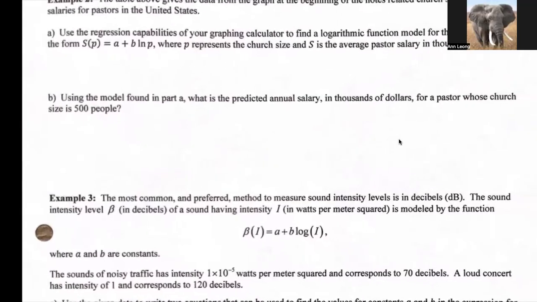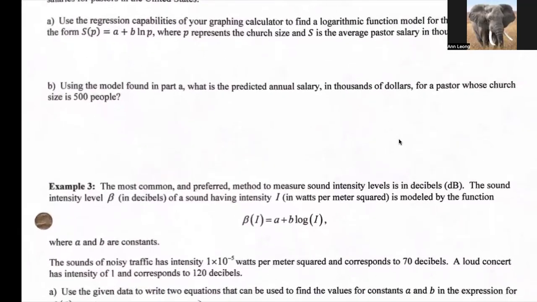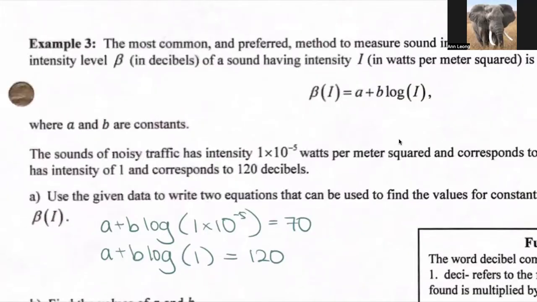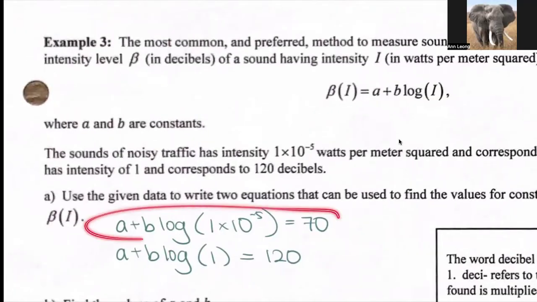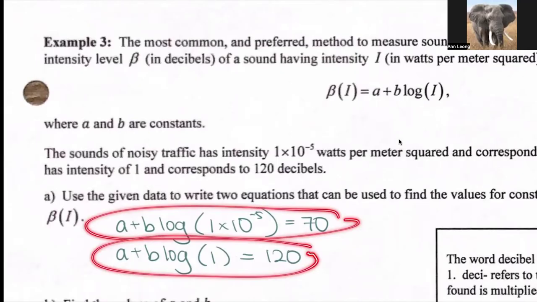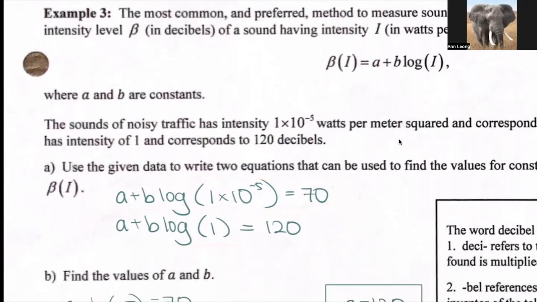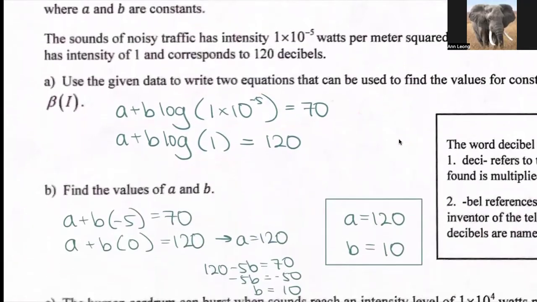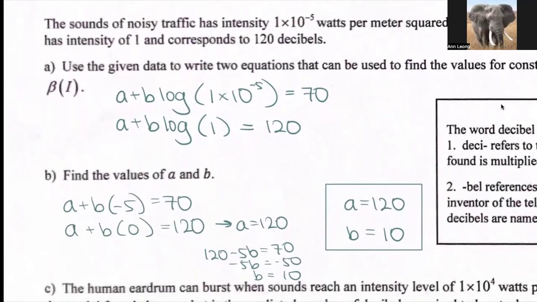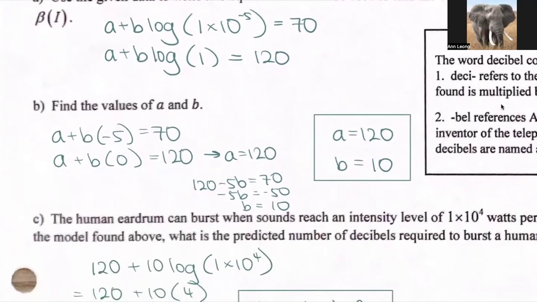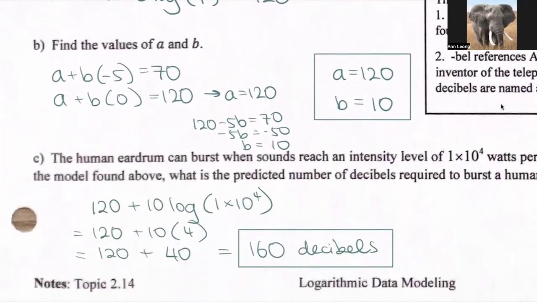All right, so here is the answer for example 3. We got these 2 equations when you plug in the information into the function they gave you. And if you were to solve for A and B, you should get 120 for A, 10 for B, and that's my work over there. And then for part C, substituting those all in, we got 160 decibels.